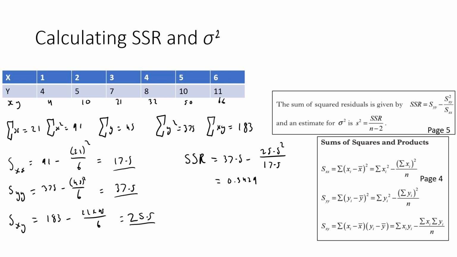0.3429. Now, if I want the sample variance, which is S squared, it's SSR over n minus 2, so 0.3429 over 4, and that gives me 0.0857. So that's pretty okay. The SSR is lowish, and the variance isn't too bad.